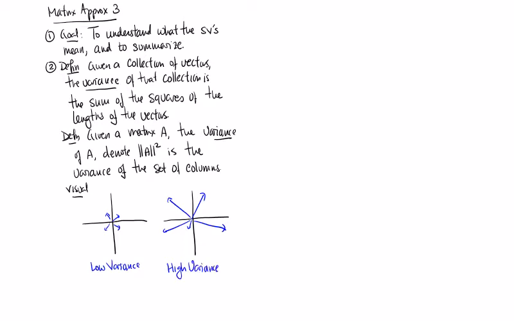So variance is a way of looking at the spread of the data, and we've been using this term spread a lot. This is a way of nailing down precisely what the term spread means. So to see how this connects to the singular values, we're going to take a trip back to a calculation.